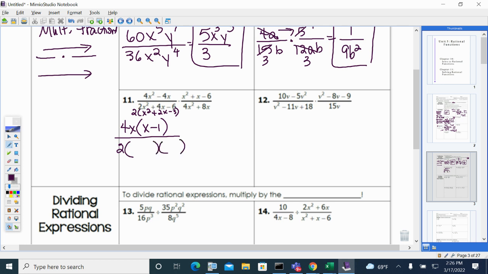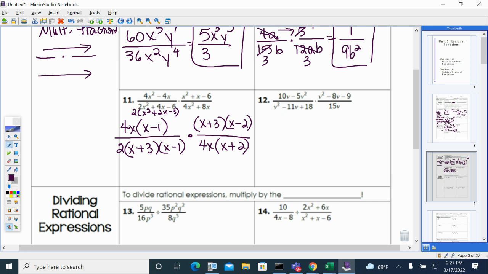Two numbers that multiply to give you negative 3 that add to give you a positive 2 would be a positive 3 and a negative 1. In the numerator, on the second fraction, two numbers that multiply to give you negative 6 that add to give you 1 is going to be positive 3 and a negative 2. And in that denominator, 4x squared plus 8x, there's a GCF of 4x, leaving us with x plus 2.